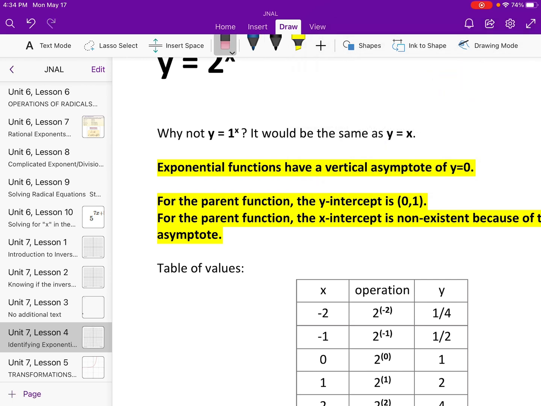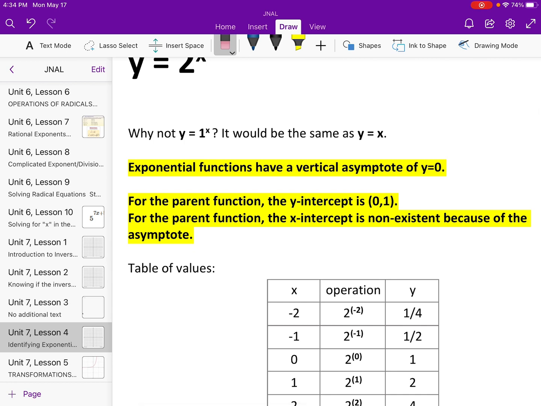The only way that can change is if we have a transformation, which we'll look at in the next lesson. It has a y-intercept of (0, 1). That's only for the parent function. It can change based on what transformations you have. And there is no x-intercept because of that asymptote. Once again, that can also change. There can be an x-intercept if there's a transformation.